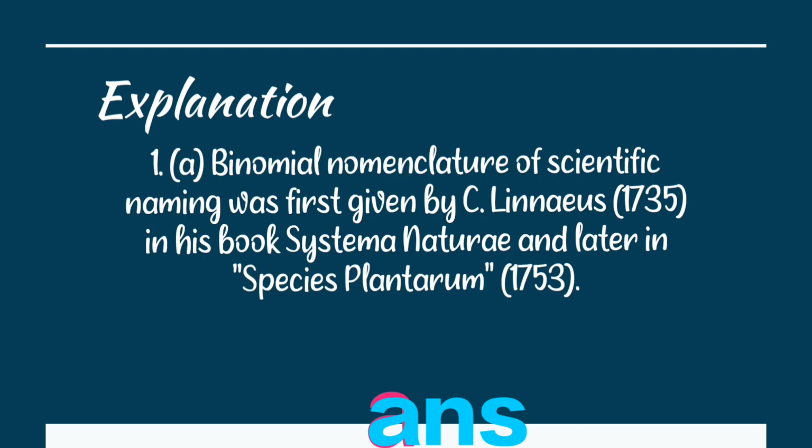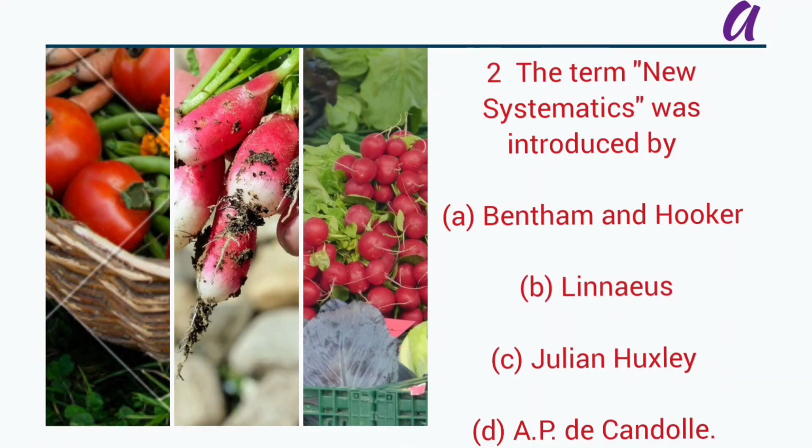Explanation 1. A. Binomial nomenclature of scientific naming was first given by C. Linnaeus, 1735, in his book Systema Naturae and later in Species Plantarum, 1753. 2. The term new systematics was introduced by: A. Bentham and Hooker, B. Linnaeus, C. Julian Huxley, D. A. P. de Candolle.